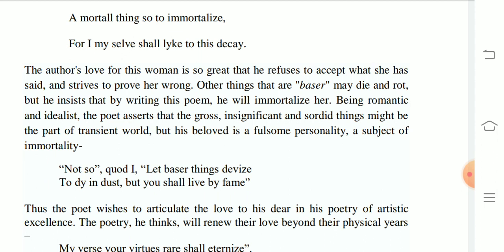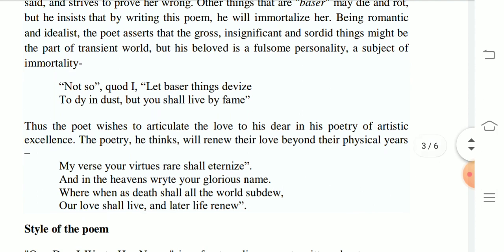So, he feels that the less important things are going to get destroyed, but she is going to live forever, because he is going to immortalize her by writing this poem. "Not so, quoth I, let baser things devise to die in dust, but you shall live by fame."